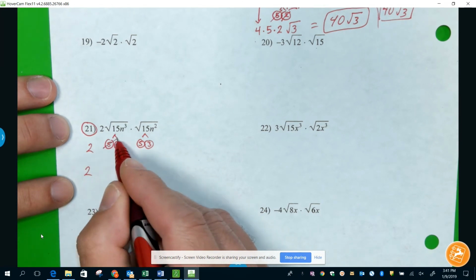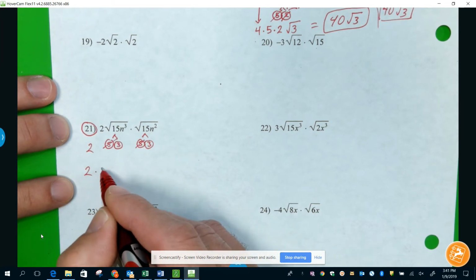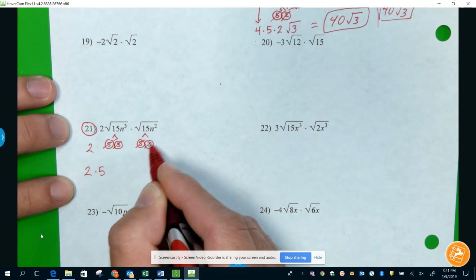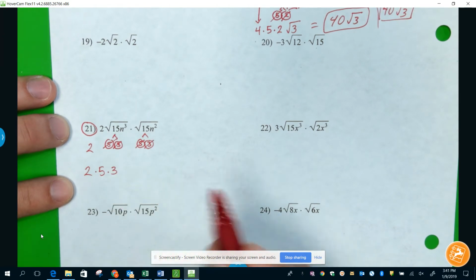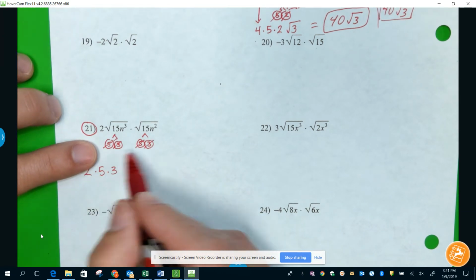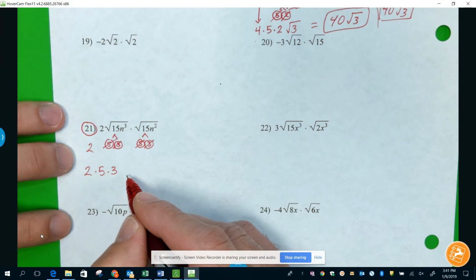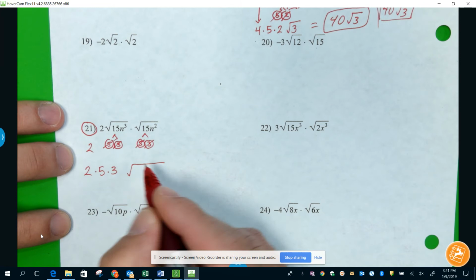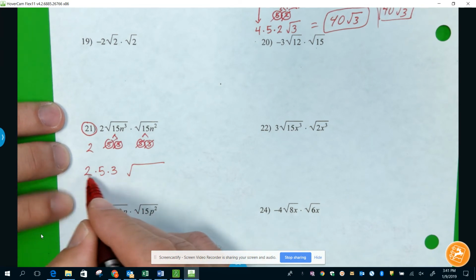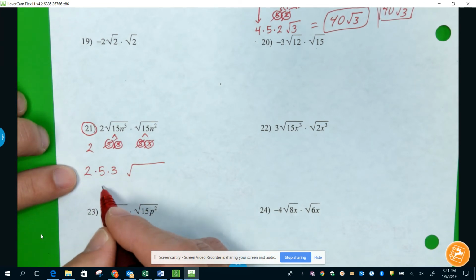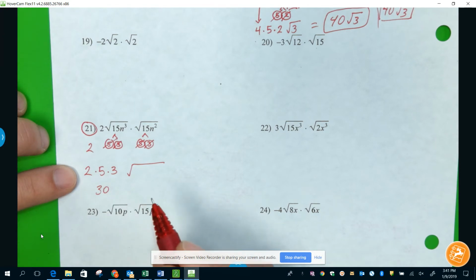Does anything join it? Yeah, I've got a pair of 5s that get to join it, and a pair of 3s that get to join it. And I don't have any single numbers, so I'm not going to have any numbers underneath the radical. 2 times 5 is 10, times 3 is going to be a 30 on the outside.